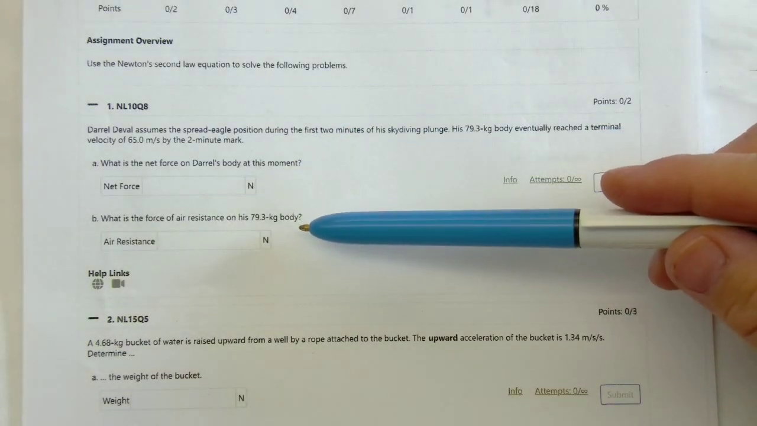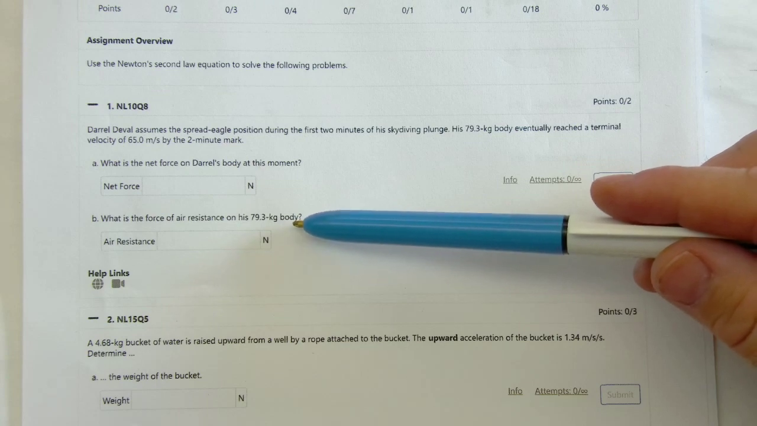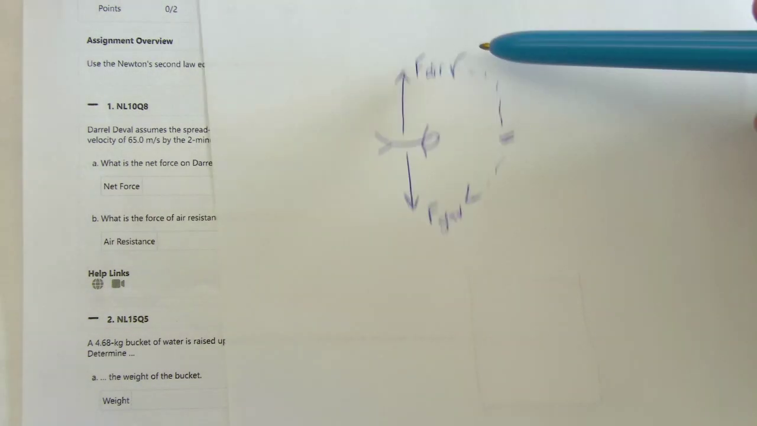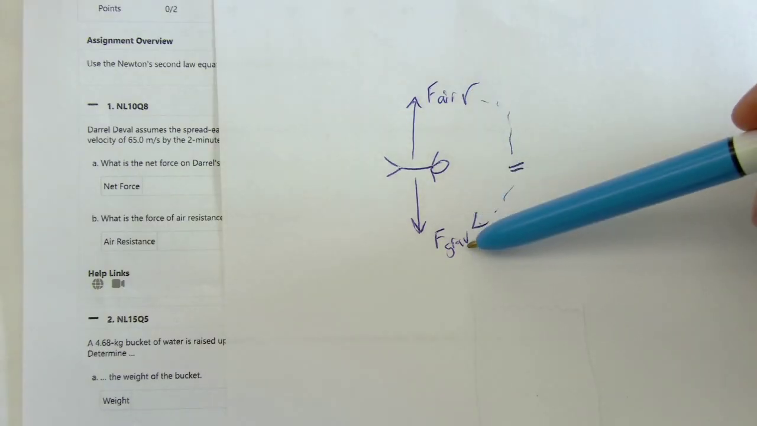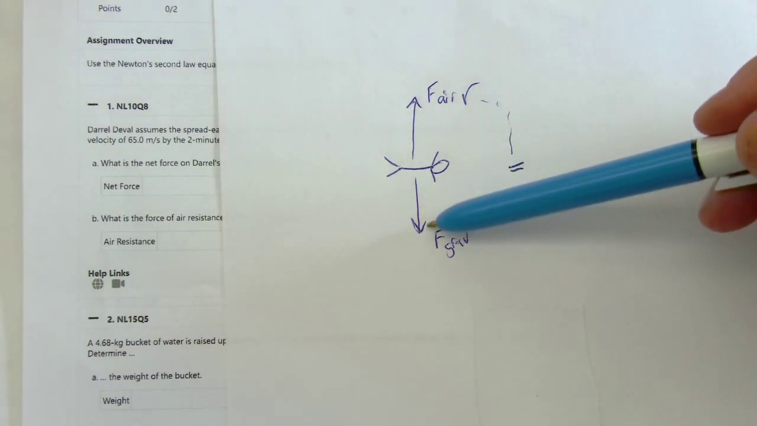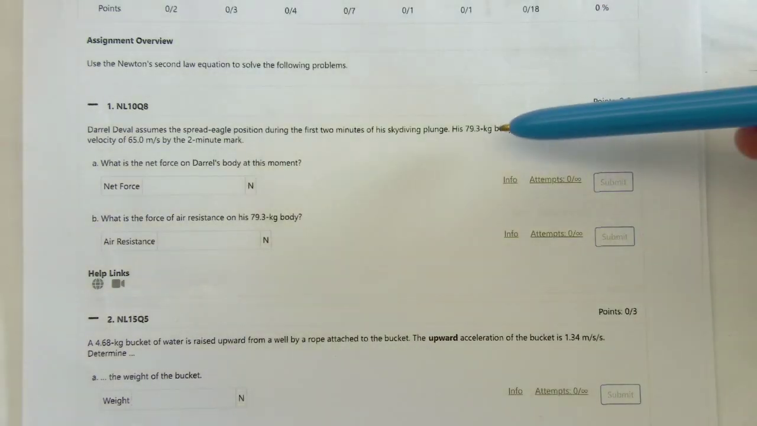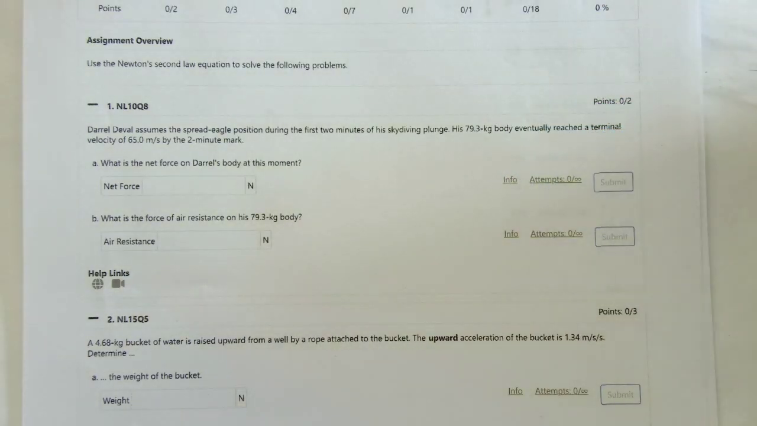And then likewise, what is the force of air resistance on his body? Well, you're going to have to use that little tip that you figured out there. You know the force of air resistance is equal to the force of gravity. And can you find the force of gravity? You certainly can, using one of your equations that involves his mass and acceleration due to gravity.